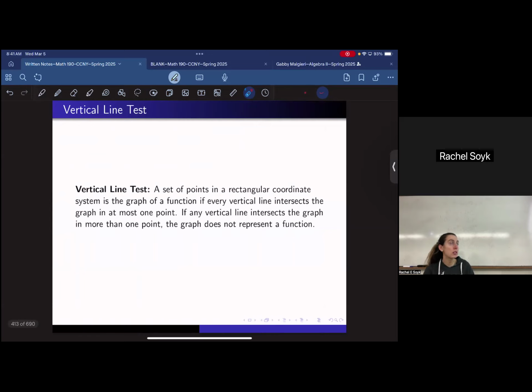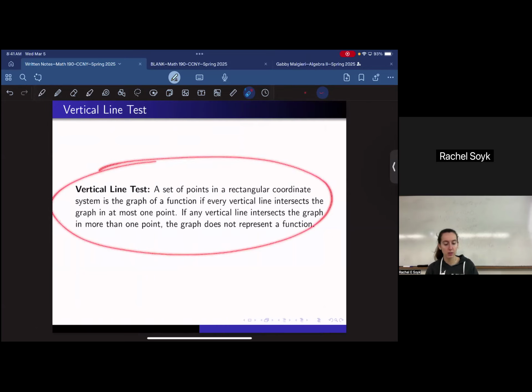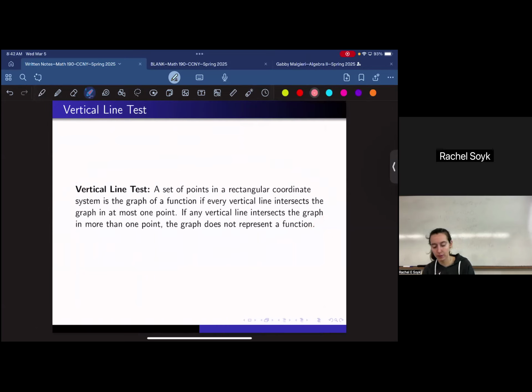Our formal definition of the vertical line test is as follows, and then I'll have a student read this for us. So Caesar, do you want to read it for us? Vertical line test: a set of points in a rectangular coordinate system is the graph of a function if every vertical line intersects the graph in at most one point. If any vertical line intersects the graph in more than one point, the graph does not represent a function. Beautiful. And so the main focus in this class is really utilizing that vertical line test from a graphical standpoint.